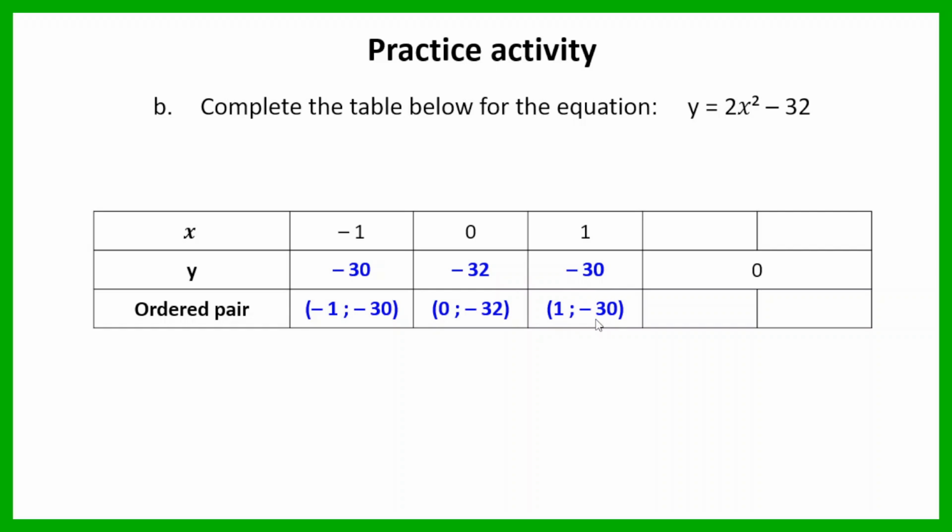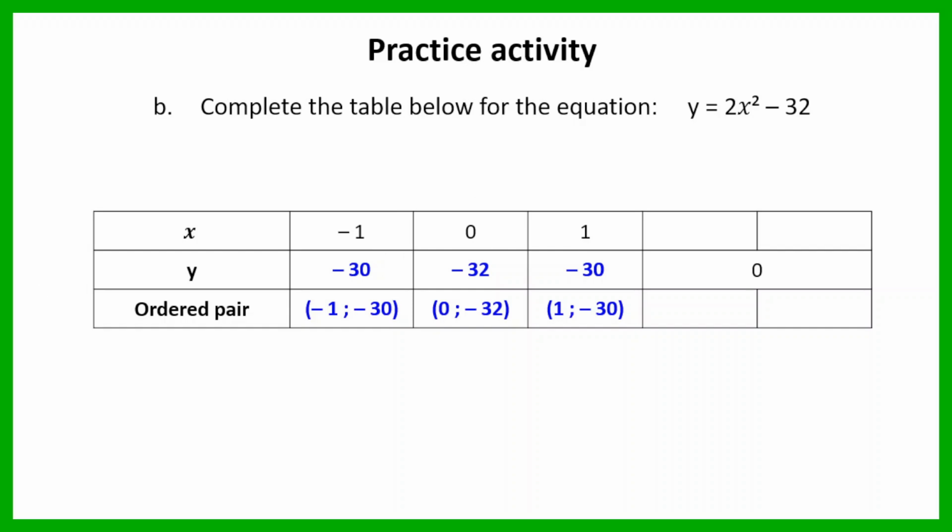Now I want you to have a look at this over here. Both of these have the exact same y value. If x is -1 and if x is 1, they both give me a y value of -30. And that is because I've got x squared in this equation. When you square a negative value and a positive value with the same absolute value, so they both are 1. This is -1 and this is +1, but they both are 1. When I square them, I'm going to end up with the same thing.